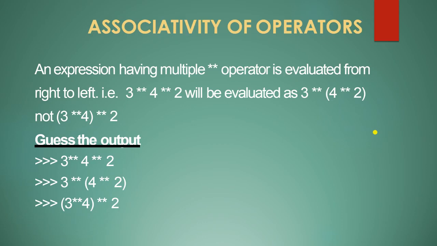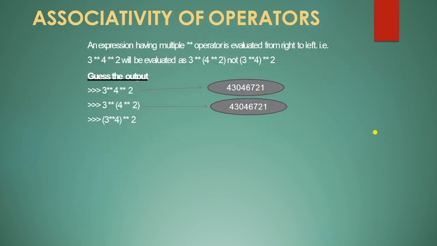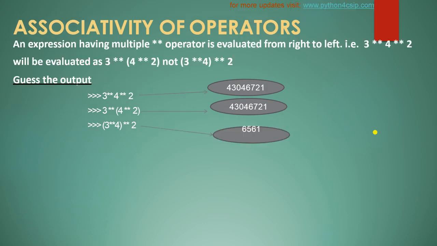So now guess the output. The first question, 3 double star 4 double star 2, it will give you this number. Next is this, so it will also give you the same number because this way you can also write this. Now next is 6561. Okay, you have to run these commands in Python. Ideally it will show you the answer.